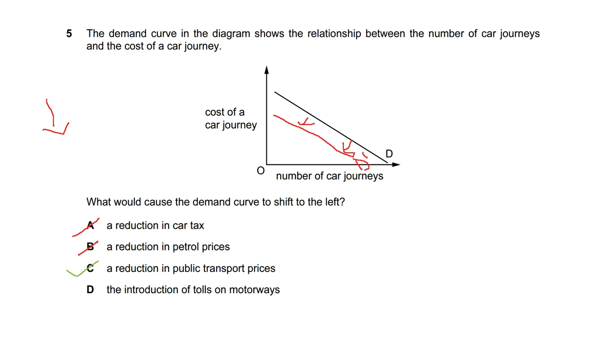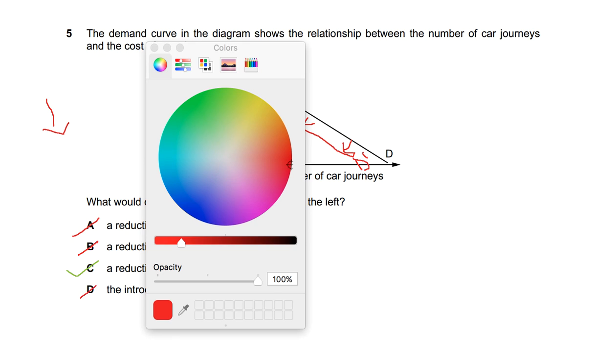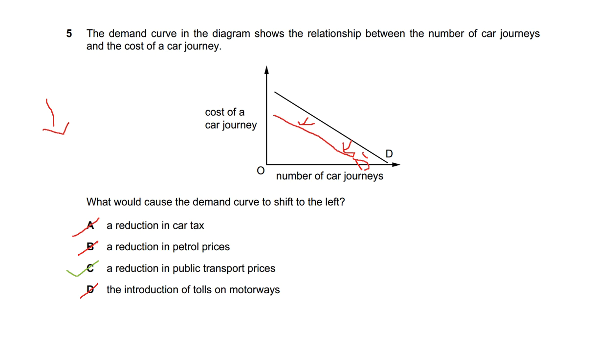Option D is also a change in price, because a reduction of tolls on motorways will lead to a fall in the cost of a car journey, which is a change in price. So there will be a movement along the curve, and this is also not a shift. And so the correct answer is option C.